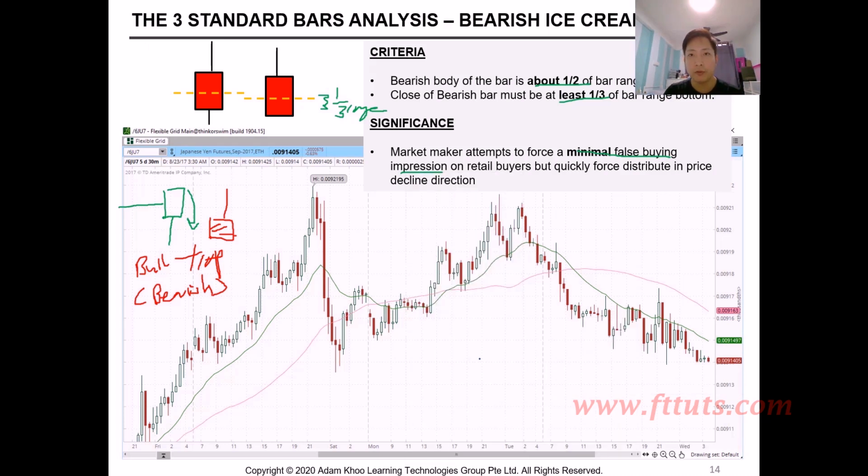Identify the bearish ice cream bar over here in the chart. You can again pause the video and practice identifying first. Okay, so let's say now you have identified, and I'm going to go through it over here. This is the one.